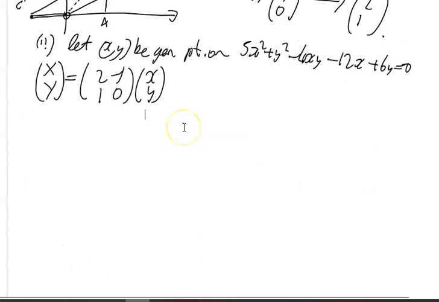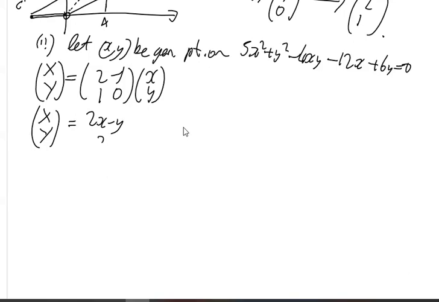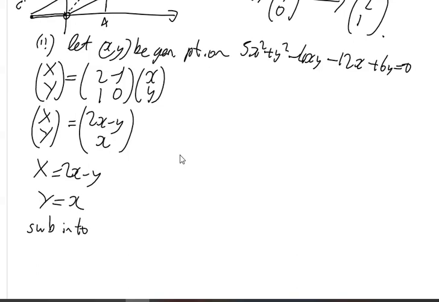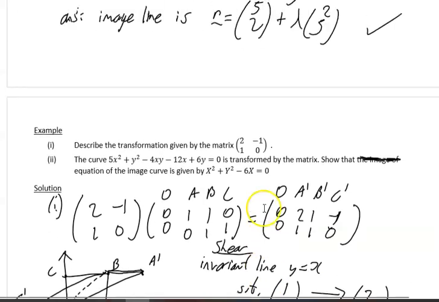Okay, we'll get rid of that and see what we get. So when we do that, you're going to get big X, big Y equals 2x minus y, and that's just going to be x for the next one. So we've got big X equals 2x minus y, big Y equals x. We'll just write those out again. Big X equals 2x minus y, big Y equals x, and we're just going to sub into the image equation and see what happens. So what was the image equation?